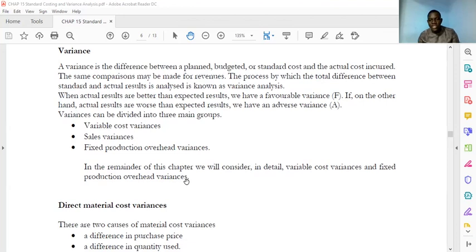The process by which the total difference between standard and actual results is analyzed is known as variance analysis, as we have explained earlier. When actual results are better than expected results, we have a favorable variance. If, on the other hand, actual results are worse than expected, we have an adverse variance.